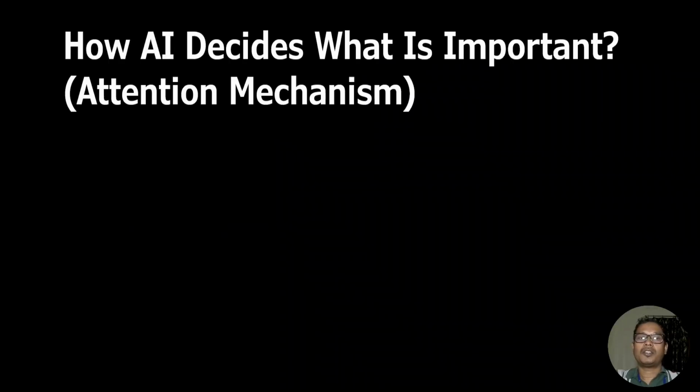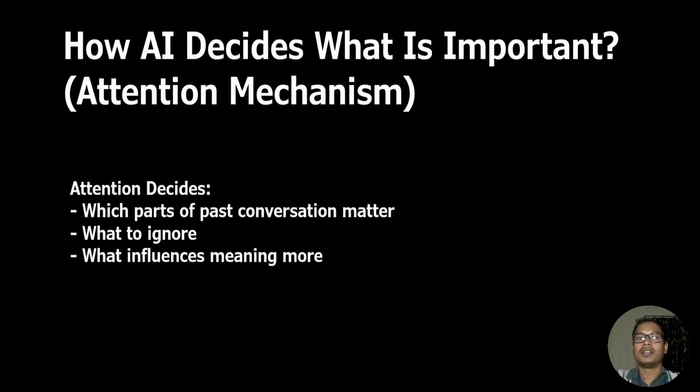Now, another good part is how the AI decides what is important. Because you are writing a long prompt, how does the AI decide which part it needs to focus on most, right? This is called the attention mechanism. Attention decides which parts of the conversation matter, what to ignore, and what influences meaning more. They decide based on that.